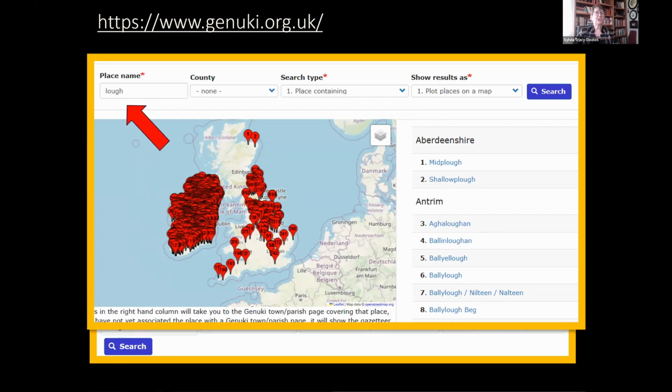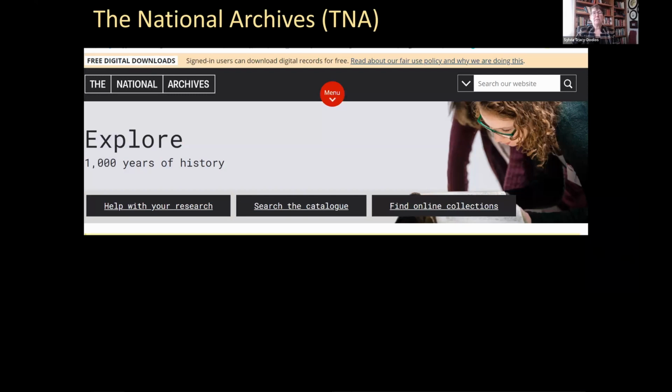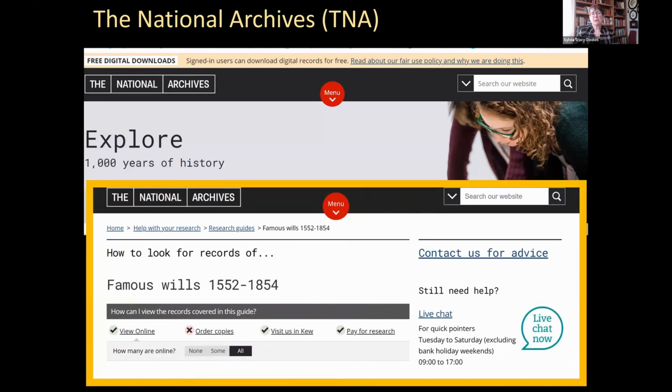Oh, there's my arrow catching up with me. Again, we talked about the National Archives a little bit. This must be where my little arrow is, but yeah, just one of the many things they have here. Famous wills, 1552 to 1854, and they have things that can be viewed online, so you don't have to go to England to access the National Archives records.